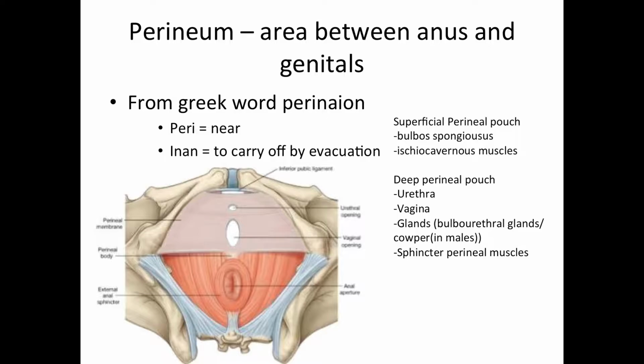And there are the glands that are there, so the bulbourethral gland, or Cowper gland, in males. There are the sphincter perineal muscles, such as the compressor urethrae or the urethrovaginal sphincter.